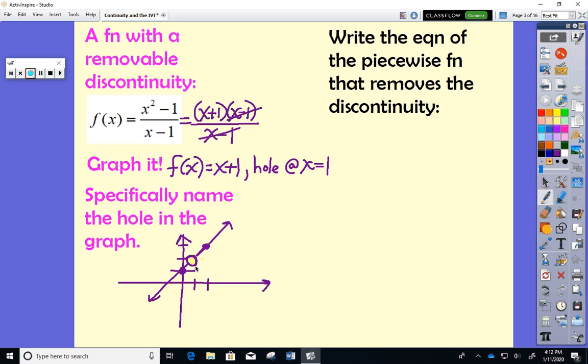All right, so I have shown the graph with a hole in the graph, and it says specifically name the hole in the graph. Well, I could do that pretty easily. The hole in the graph that I erased out is specifically at the point (1, 2). That leads us to the ability to rewrite the equation of f(x) as a piecewise function that removes the discontinuity. FYI, when it says remove the discontinuity, it's saying fill the hole.